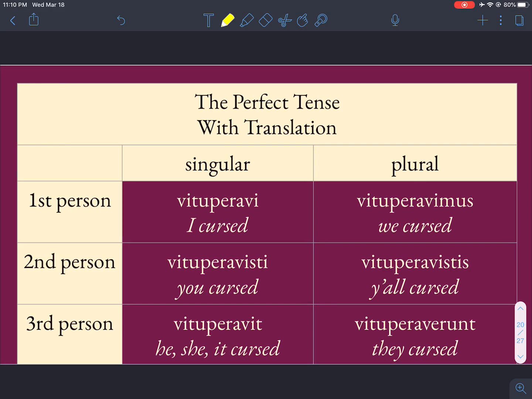All right, so I included a chart of perfect tense with translation. Okay, I chose a word from our chapter. Vitupero, vituperare, vituperavi, vituperatum. Okay, so you take your third principal part.